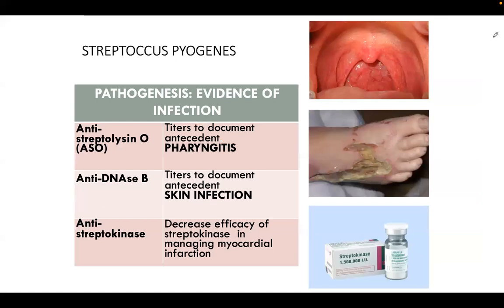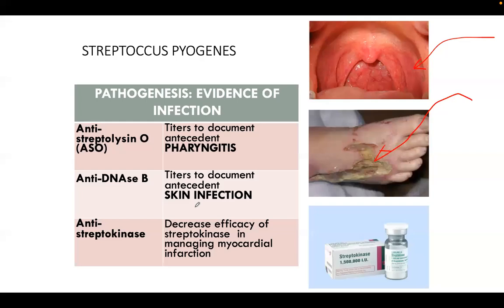Now, here is the classic Strep pyogenes infection. Here's the classic skin infection. And don't forget 3 very important antibodies. We have the ASO, or the anti-streptolysin O, which would document an antecedent pharyngitis or throat infection. Anti-DNase, which would document an antecedent skin infection.